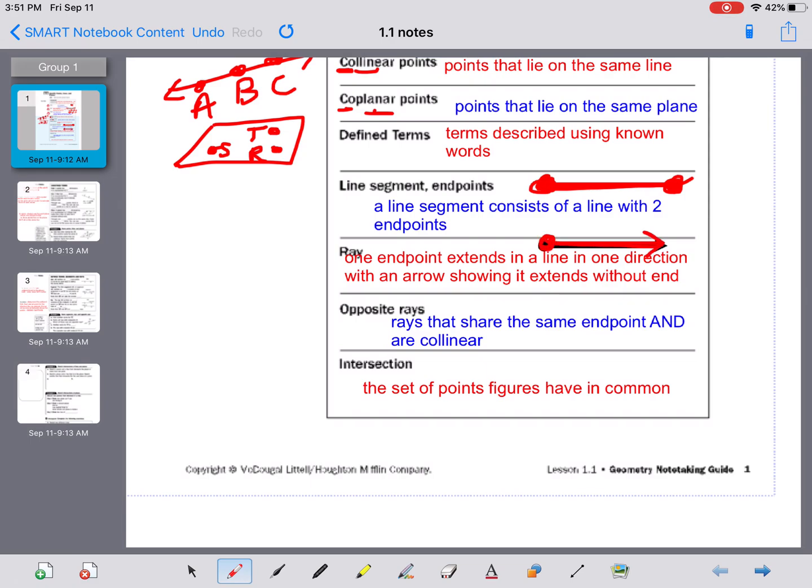And I'm going to be honest, think of it as a sun ray. Here's the sun, here's a ray, here's a ray, here's a ray. They all start at one point and they go off in a direction. That's what a ray does, okay?